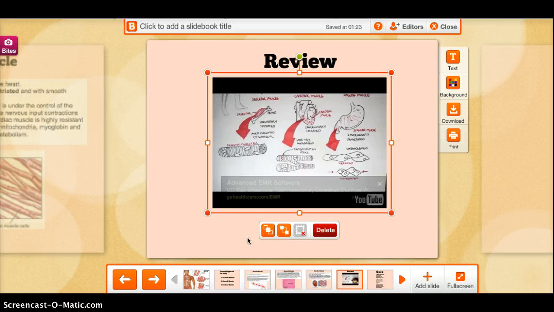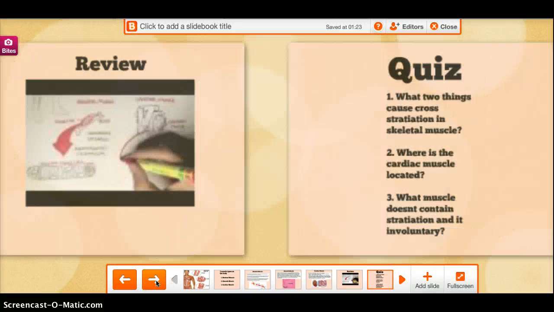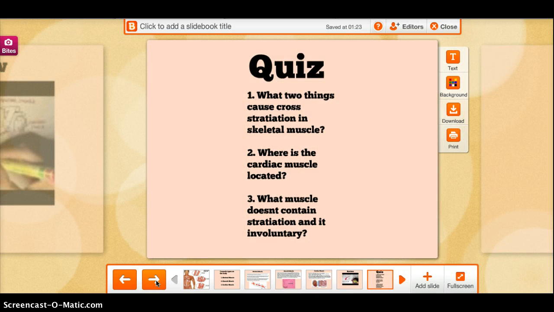So there you go. Do you think you have it all down? Do you think you're ready to test your knowledge? So let's find out. This short little quiz. First question. What two things cause cross-striation in skeletal muscle? 2. Where is the cardiac muscle located? And 3. What muscle doesn't contain striation and is involuntary? I'm going to give you a little minute to jot down your answers, and we'll discuss it.